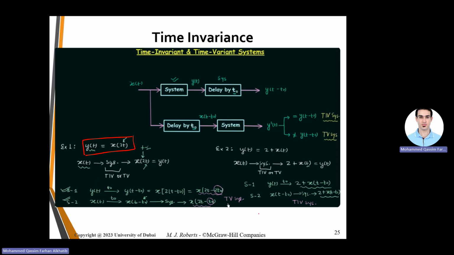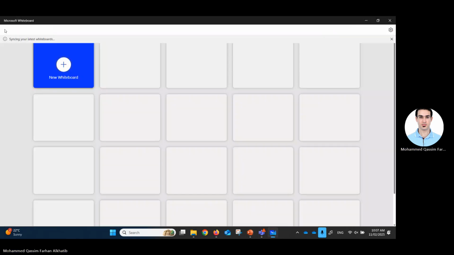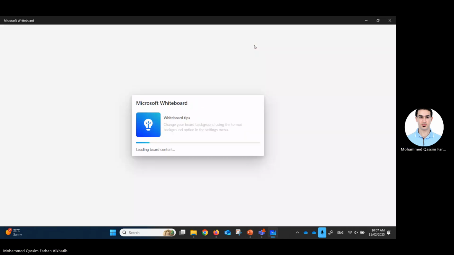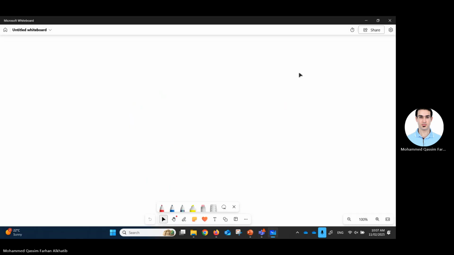Let's apply that on the whiteboard. We open a new one. Okay, so my question: y of t equal x of 2t. As a hint, any manipulation in t makes the system time varying. So later on, when you do exams, any manipulation in t, like multiplying by 2 or dividing by 2, will lead to a time varying system.